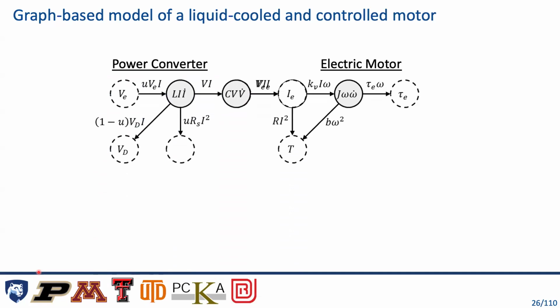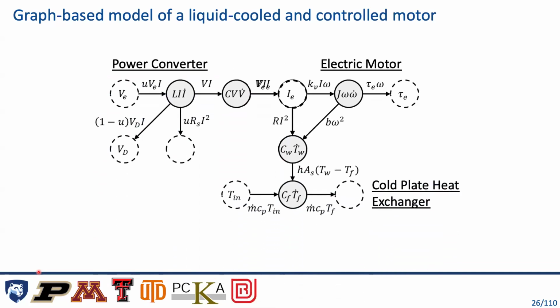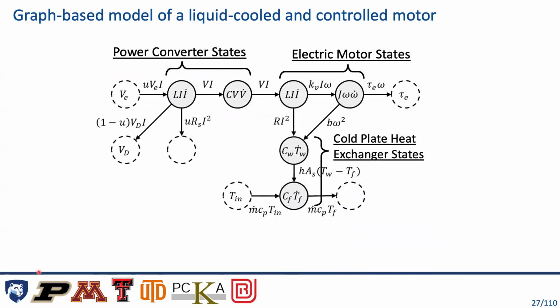We're going to look at that temperature state there, and we're going to take this cold plate heat exchanger. We're going to overlap that wall of the heat exchanger, put it on that motor wall. And what you end up with is this larger system, or subsystem model, of this liquid-cooled motor. And it's very easily identifiable which states are your power converter states, which are your electric motor states, and where your cold plate states come from.